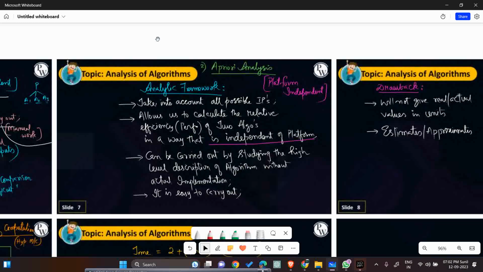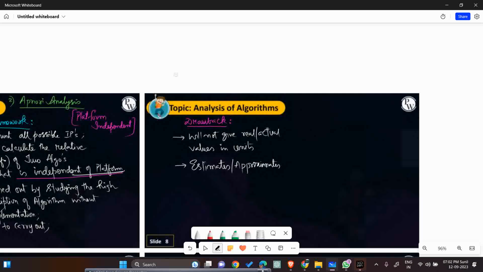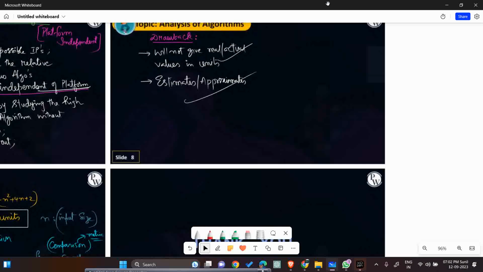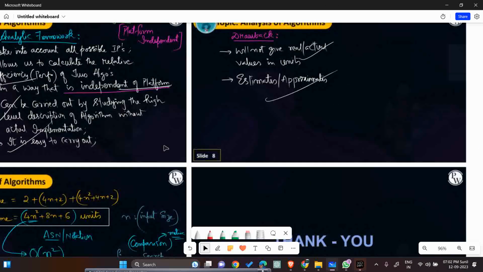A priori analysis is an analytic framework that takes into account all possible inputs. It allows us to calculate the relative efficiency and performance of two algorithms in a way that is independent of the platform. It can be carried out by studying the high-level description of the algorithm without actual implementation. It is easy to carry out. Drawbacks: it will not give the real actual value in units, only estimates and approximations.